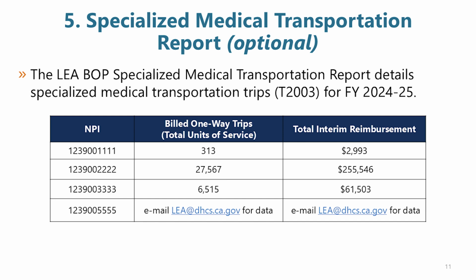Note that if your LEA provided specialized medical transportation during the fiscal year, but 11 or fewer one-way trips were paid, the data has been redacted on this report. You can see an example of this scenario in the last row on the table. If this is the case for your NPI, you will need to email DHCS at the email listed on the report, and they will provide your information separately in a secure manner.